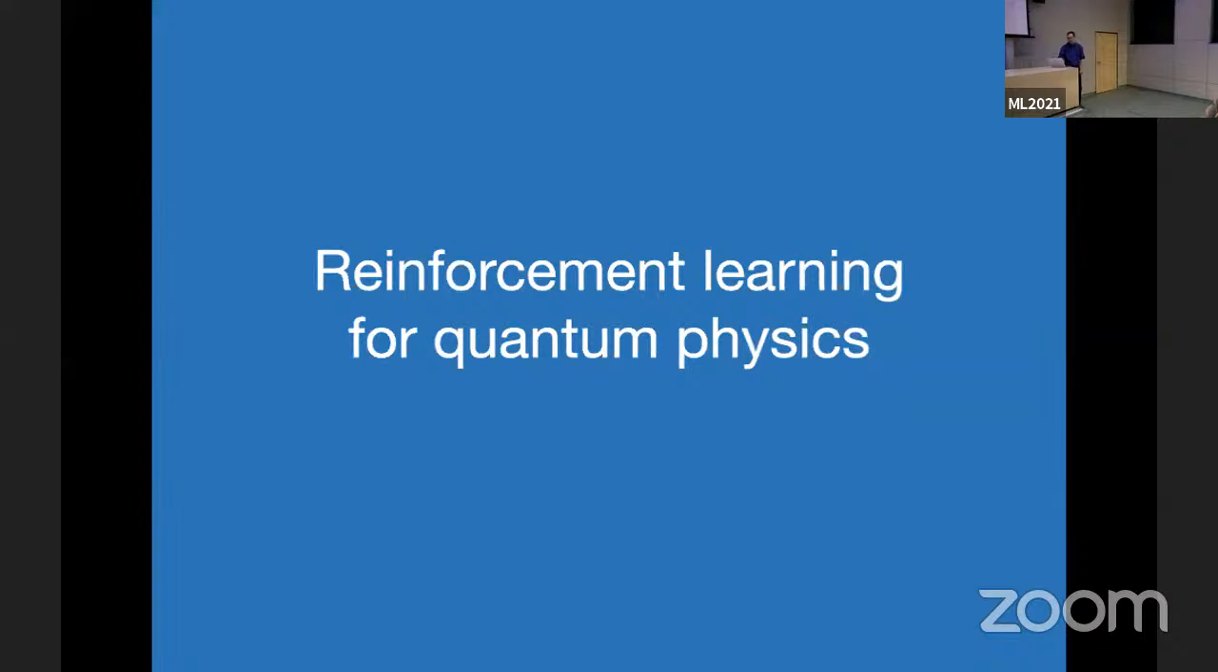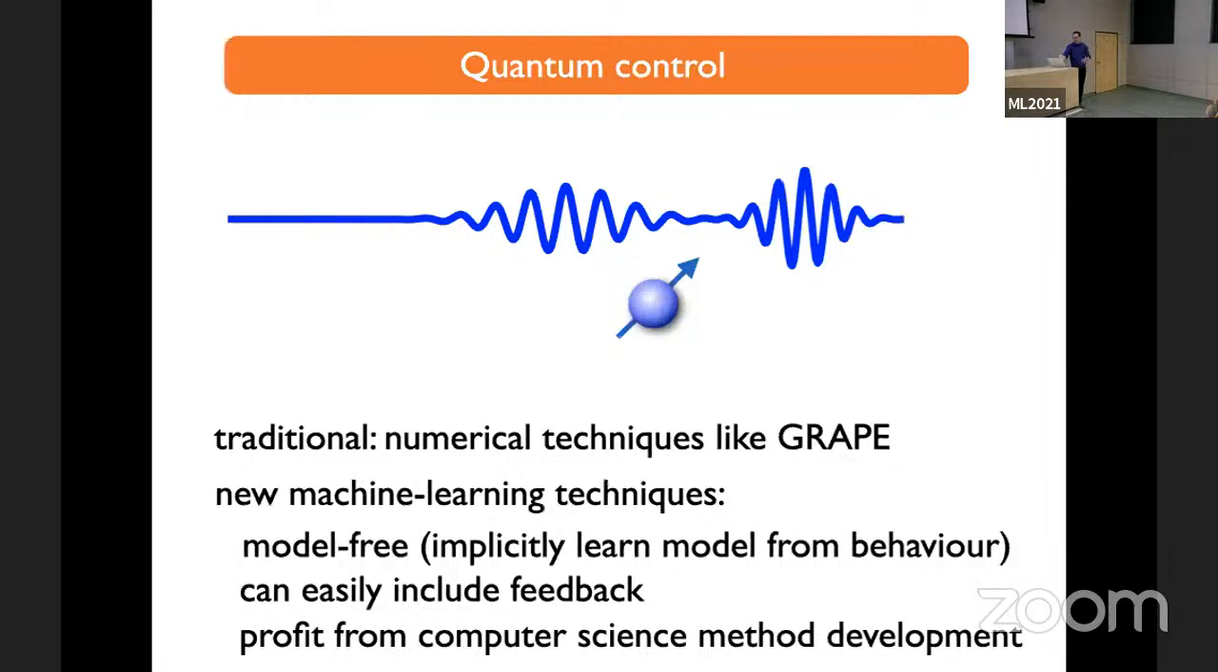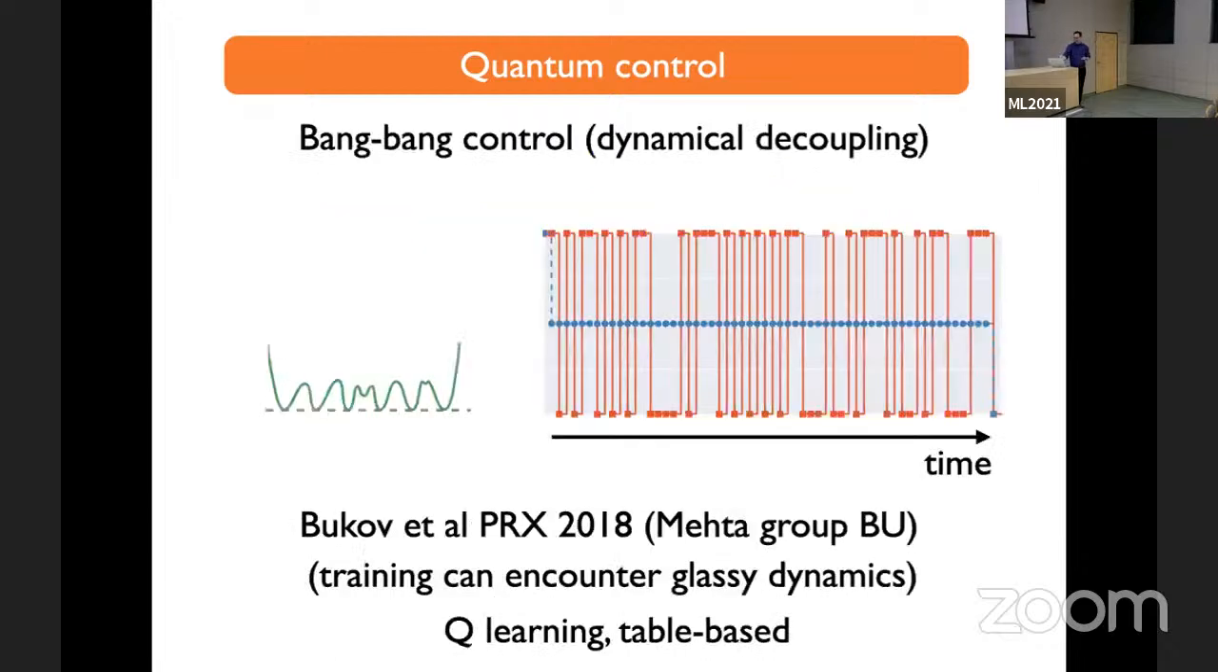So let's switch to having a few examples of reinforcement learning applied to quantum physics. And before coming to our own research, still a little bit of history or background or context, if you like. This slide just talks about things I've already said. Traditionally, when people were talking about quantum control, they were talking about, say, numerical pulse optimization techniques such as GRAPE, that uses gradient descent in that case. These new machine learning techniques, not only are they model-free, I have said that, and easily can include feedback, but also they profit from all the developments in computer science. So I yesterday talked about these frameworks, these libraries that you can use for reinforcement learning. And that means once you have set up your scenario, you can just fetch the newest approaches from these libraries without having to implement them yourself. So that is very convenient.